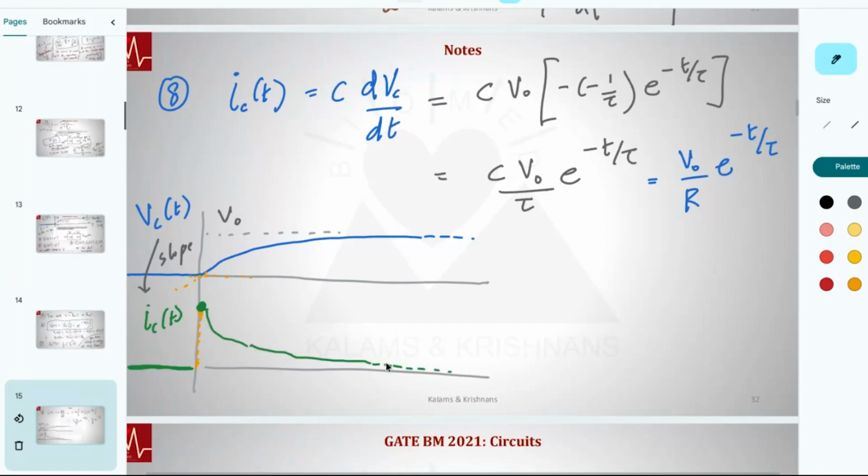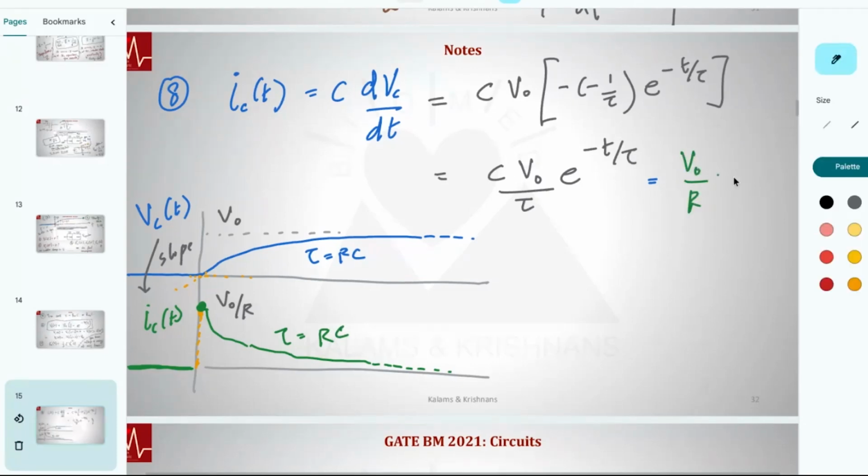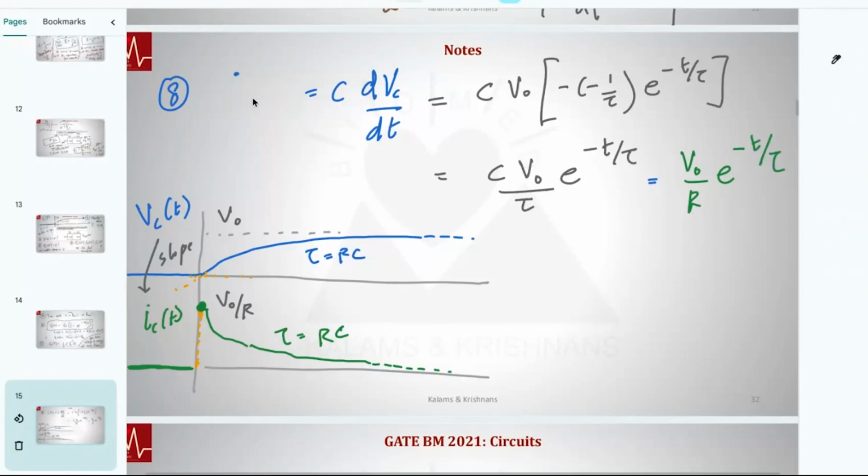The time constant of this decay: here tau is RC, here also tau is RC. What is the initial value? Initially, the capacitor behaves as if it lets all current through. Notice this: when t is 0, e power minus 0 is 1, so we have V naught by R. At the initial point, the capacitor acts like a short. Eventually, in DC, it opens up. This is exponential decay, and the time constant is also tau equals RC. So the green function is V naught by R e power minus T by tau, and that is your Ic of t.